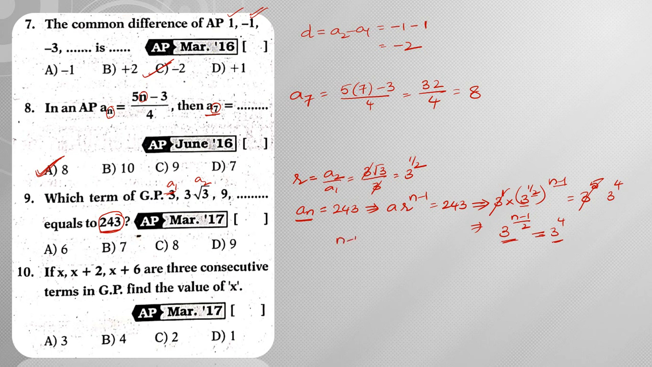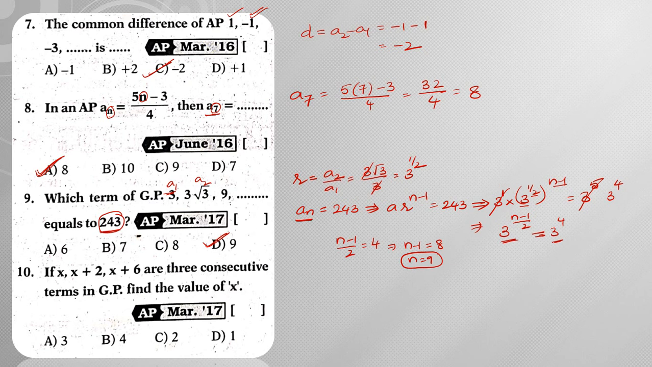So based on this, what can I say? (n minus 1) by 2 is equal to 4. On simplification, n minus 1 is equal to 8. So n is equal to 9. Hence the value of n is 9. That means the 9th term is my 243.